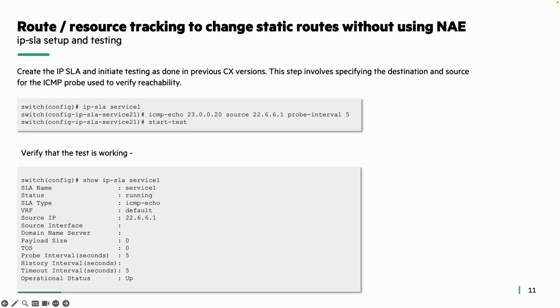Let's cover off those three steps again. Step 1, create the IPSLA. In this case, we're creating an ICMP echo test, as that only requires setup in a single CX switch. Remember that we can only use ICMP echo or UDP echo for tracking object purposes.